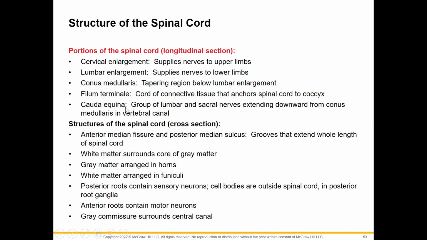Cauda equina translates to horse's tail. When you look at the cauda equina, it's a bunch of individual nerves that looks like a horse's tail. It is a group of lumbar and sacral nerves extending downward from the conus medullaris in the vertebral canal. So lumbar and sacral nerves.